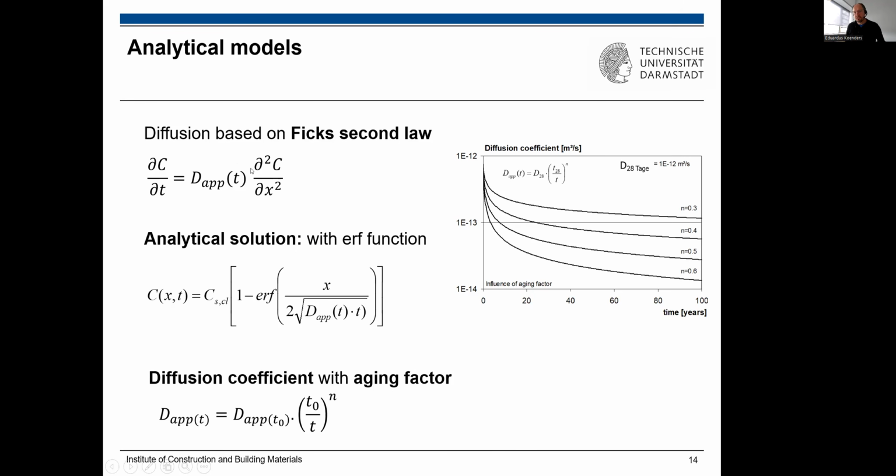The advantage of this differential equation is that if you have a constant diffusion coefficient, then you can have an analytical formula, which is very useful for practical purposes, and that's also what we use in this calibration set, in this benchmark set.